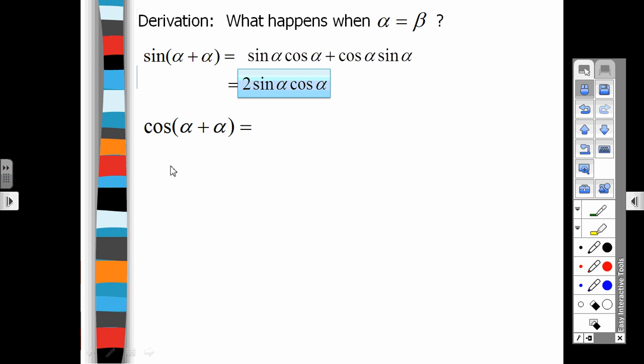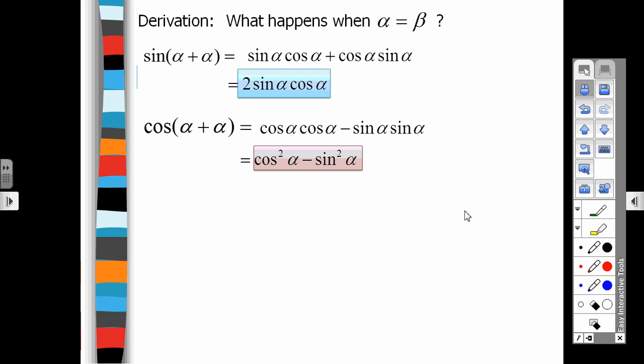Now the second double angle identity, for cosine of alpha plus alpha: if we apply our sum identity, we get cosine alpha cosine alpha minus sine alpha sine alpha. If we simplify this, that's cosine squared alpha minus sine squared alpha. So there is our double angle identity for cosine.